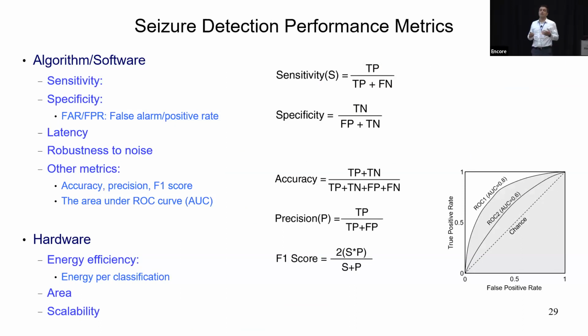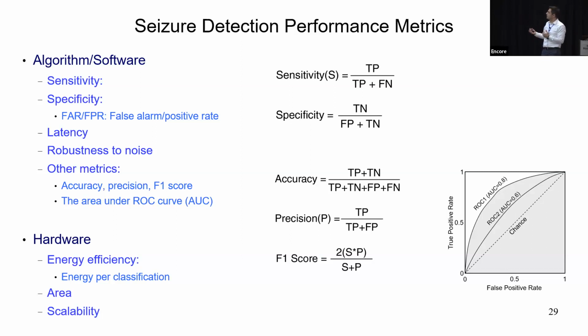So what are the evaluation metrics, or how do we evaluate a seizure detection or prediction algorithm if we are going to develop one? There are metrics that are related to the algorithm or the software, and some related to the hardware. Software ones, sensitivity and specificity, are the most famous ones. Sensitivity is the true positive rate, basically what percentage of seizures we could actually detect. And specificity is the true negative rate. It's 100% if we don't have any false alarms, and as we have more and more false positives or false alarms, it's going to go down.